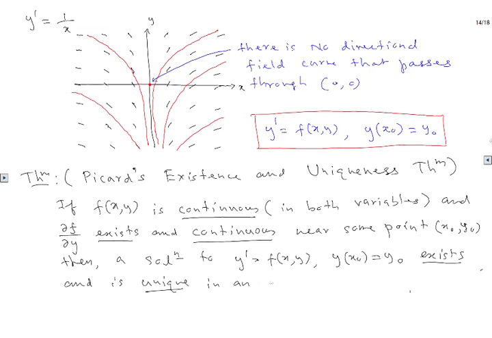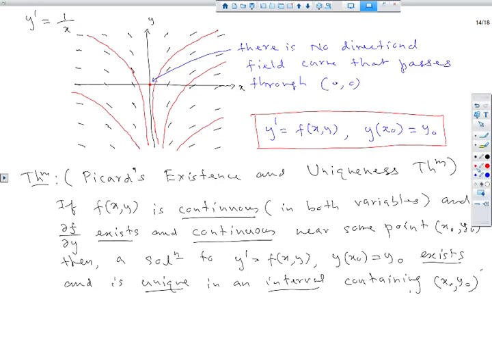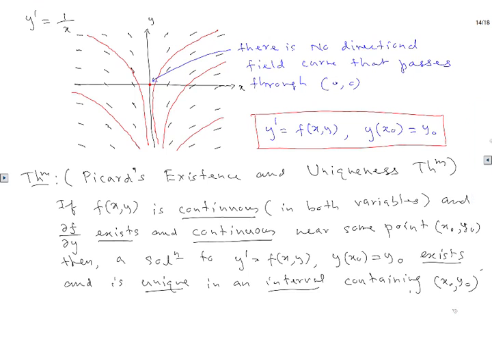In an interval containing x0, y0. So what it says is that if the function f(x,y) is continuous, one condition, and the partial derivative with respect to the y variable, the dependent variable, exists and is continuous near some point (x0, y0), then there is a unique solution.